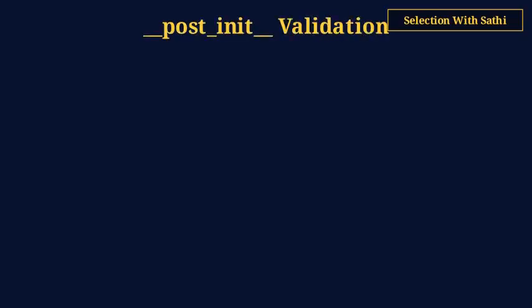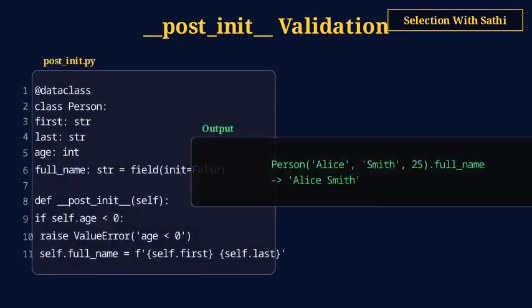The __post_init__ method runs right after the generated __init__. Use it for validation, for example, raise ValueError if age is negative. You can also compute derived fields like full_name from first and last. Since __init__ has already run, all fields are available inside __post_init__.